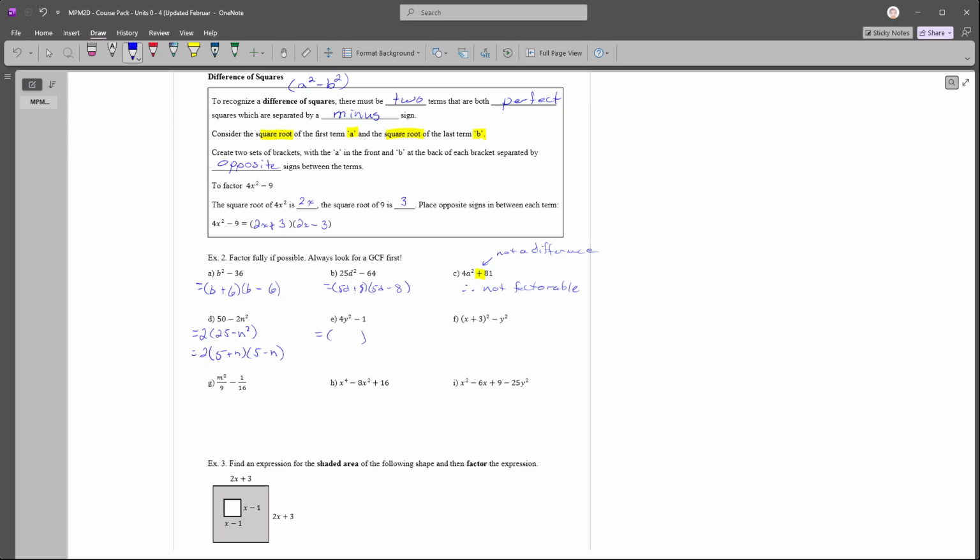So we're going to have two sets of brackets. And the first term is going to be 2y. And we're going to alternate the signs. And this is going to be 2y plus 1 and 2y minus 1.